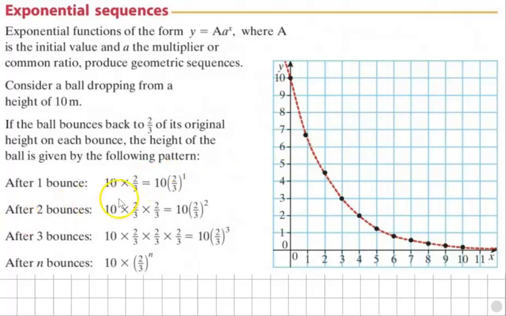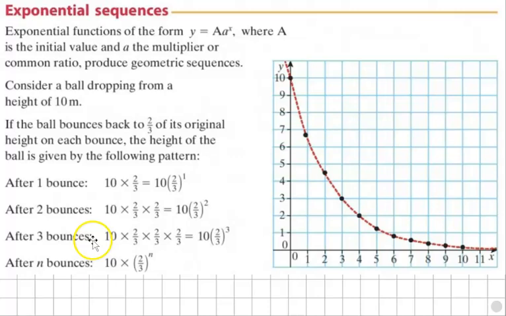After two bounces, 10 times 2/3 times 2/3, so it's 2/3 of the previous height, is going to be equal to 10 times 2/3 to the power of 2. So that's this point here. It's 2 on the x-axis and approximately 4.5 on the y-axis. So this point here is 2/3 of the previous height. The previous height was approximately 6.7, and 2/3 of the previous height is about 4.5. And the process continues in that way.